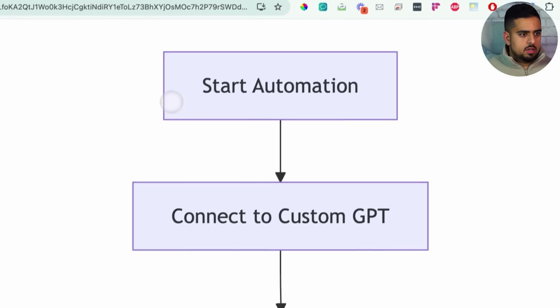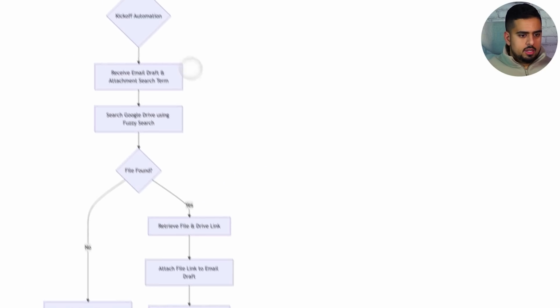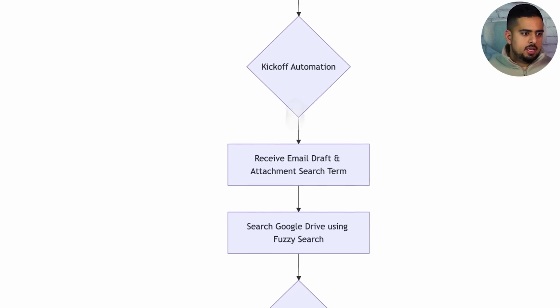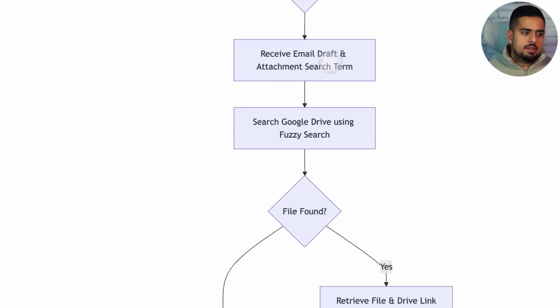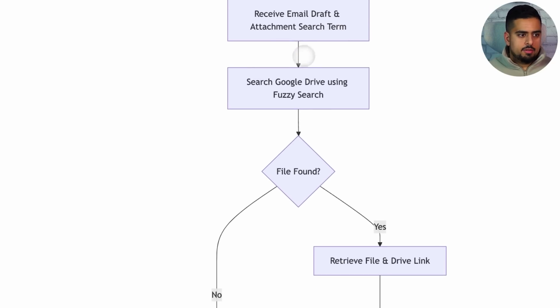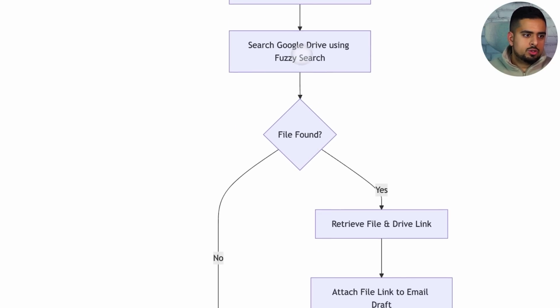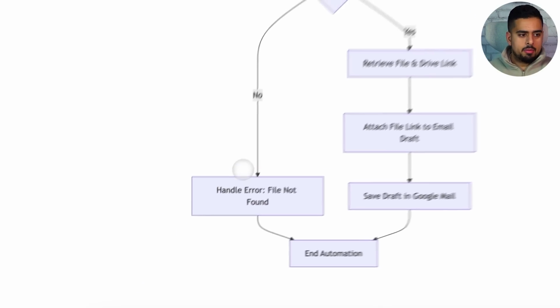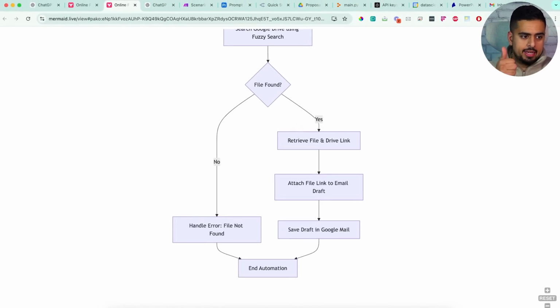So if we take a look and I do reset, this is my overall plan. I'm going to be able to connect this to the custom GPT, kick off the automation, receive an email draft and attachment for that search term, search Google Drive using fuzzy search, and then if the file is not found, then we got a problem. Otherwise, we want to retrieve that link and then attach it to the Google email.